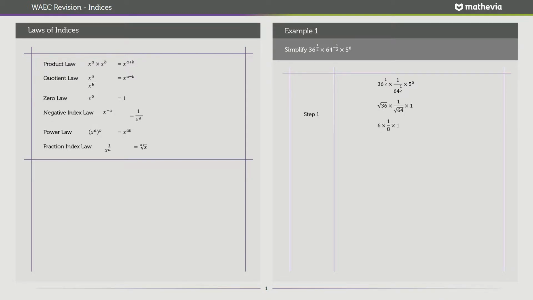So the next bit, we now have the square root of 36 as 6, the square root of 64 as 8, and we have 1. When we work all of that out, we have 6 times 1 over 8 times 1. It gives us 3 over 4. Simple, straightforward. Okay, let's move on.